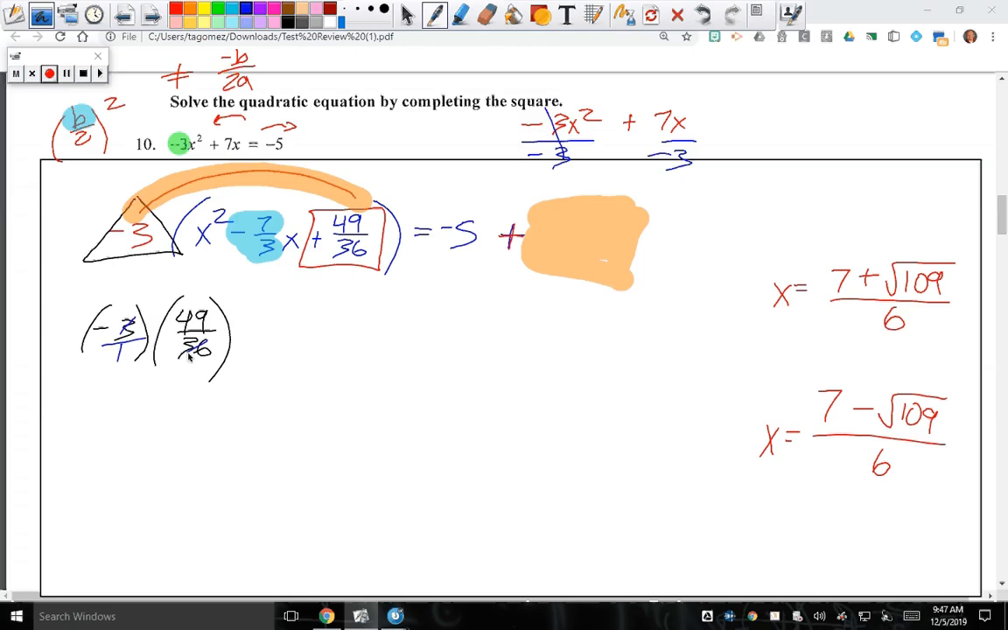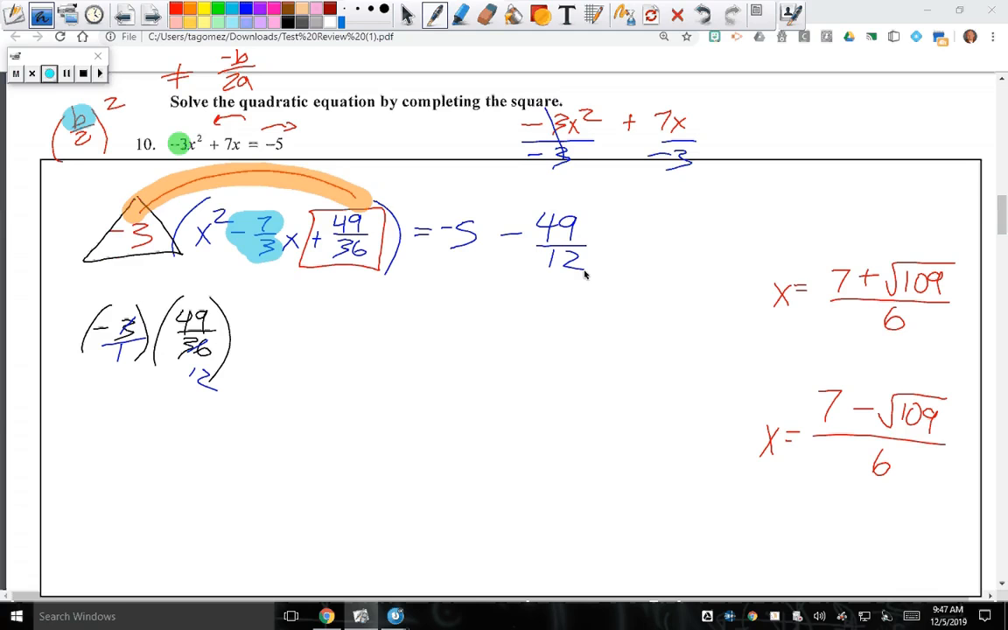This 3 and 36 would reduce to 12, so this would give me a negative 49 over 12. Okay, and if you put that into your calculator, you should get that, unless you press Control Enter and you get a decimal. Keep it like the fraction. If I'm adding a negative, I can change this just simply to subtracting, so I get something that looks like this. Are there any questions from what we just did?